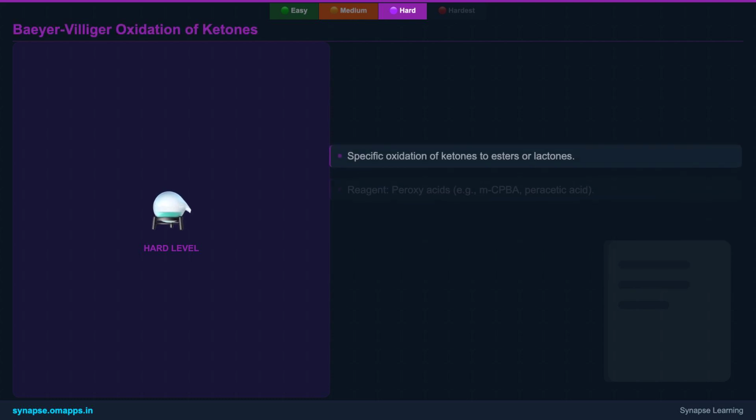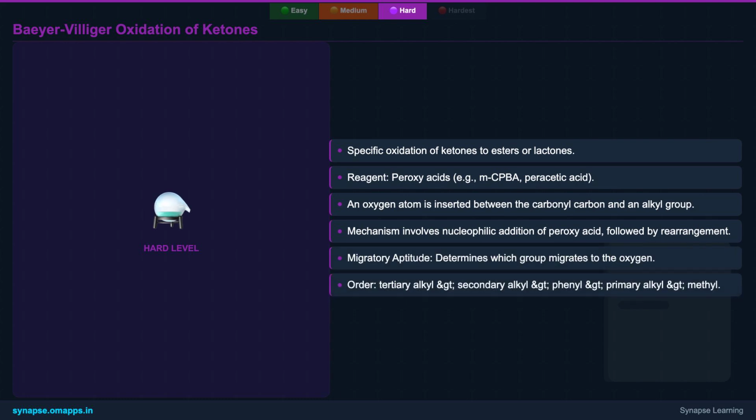For ketones, a fascinating and synthetically important oxidation is the Baeyer-Villiger oxidation. Here, a peroxy acid inserts an oxygen atom into the ketone, transforming it into an ester or a lactone. The selectivity of this reaction is governed by migratory aptitude. Certain alkyl or aryl groups migrate more readily than others, leading to specific products. This is a powerful tool for ring expansion or ester synthesis.